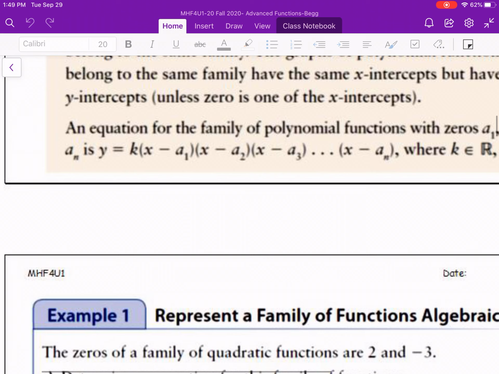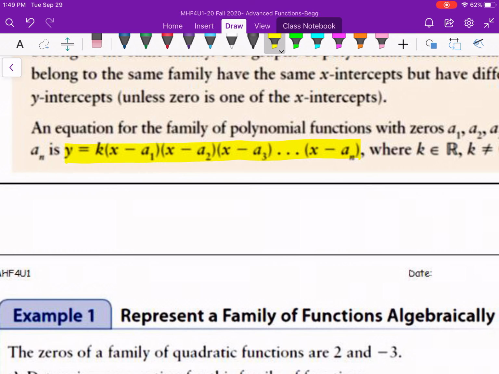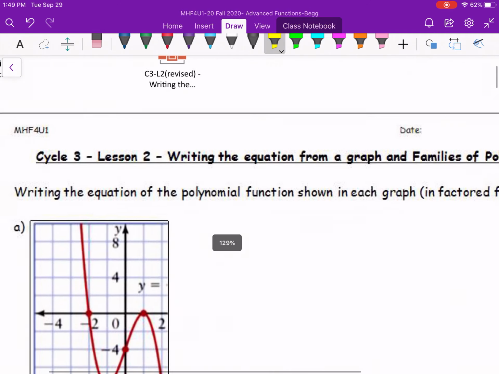Factored form of a polynomial would look like this. If we're using y and x, then we obviously have our brackets for the factors, a1, a2, a3. Those are just our different zeros. You're used to that from previous math courses. And k is our leading coefficient, our stretch factor, though we're going to use the letter a actually.